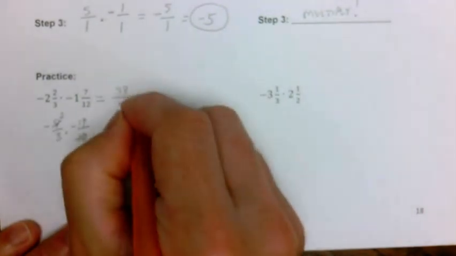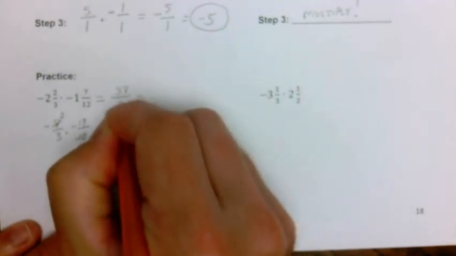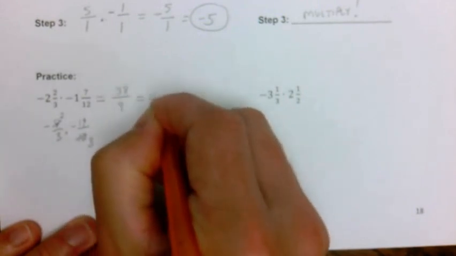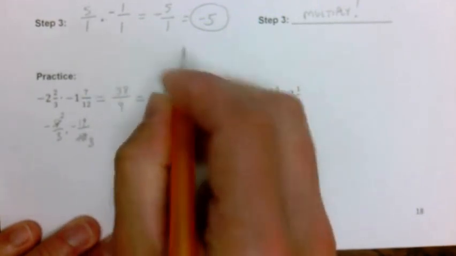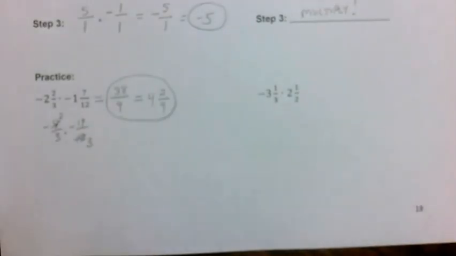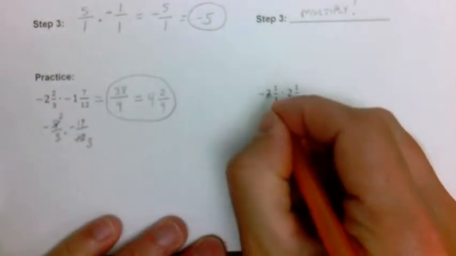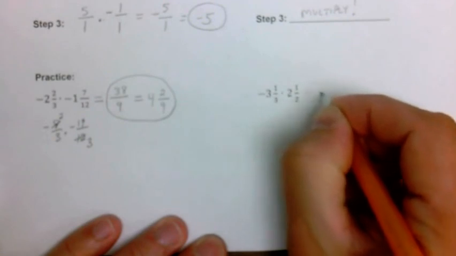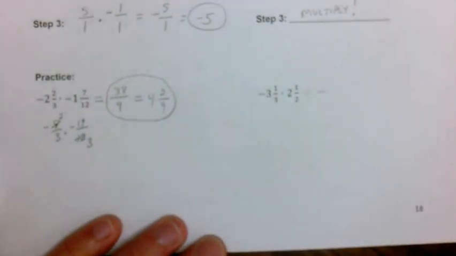But you can change it into a mixed number if you would like. 9 goes into 38 4 times. 9 times 4 is 36, so that means there must be 2/9 left over. Either answer is acceptable, 38/9 or 4 and 2/9. In this example, negative 3 1/3 times 2 1/2. Negative times positive is a negative number, so let's get that out of the way.